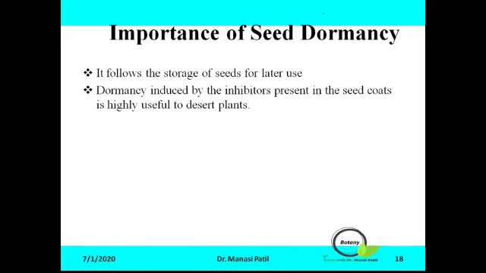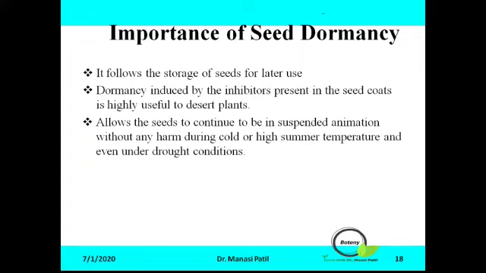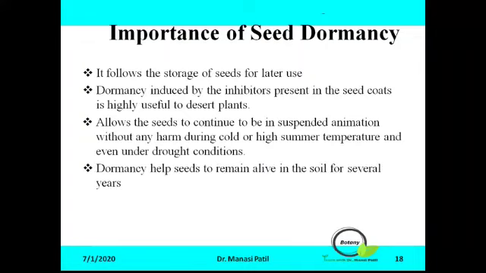Dormancy induced by the inhibitors present in the seed coat is highly useful to desert plants. It allows the seeds to continue to be in suspended animation without any harm during cold or high summer temperature and even under drought condition. Dormancy helps seeds to remain alive in the soil for several years and provide a continuous source of new plants even when all the mature plants of the area have died down due to natural disasters.